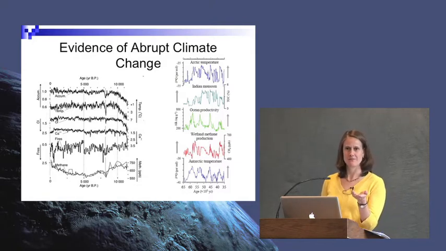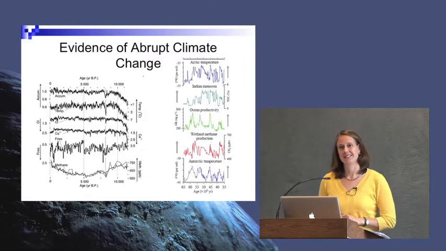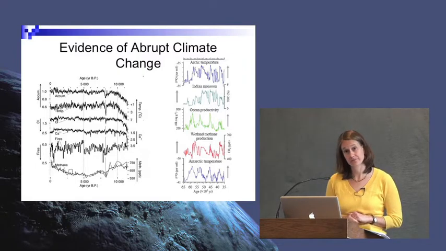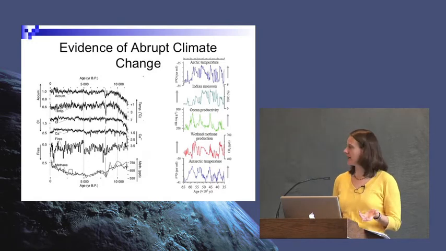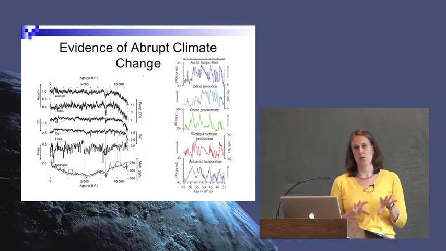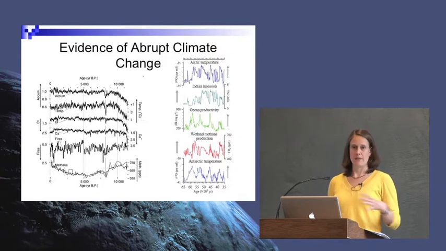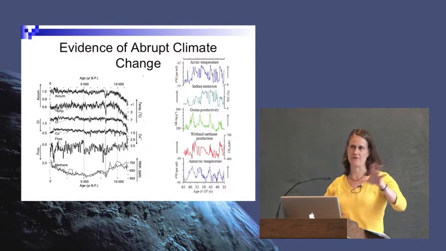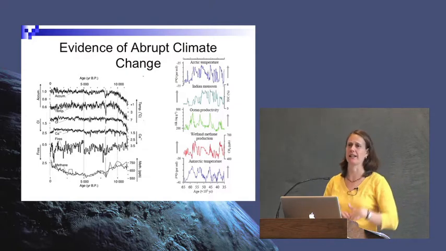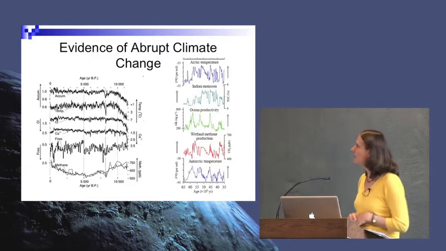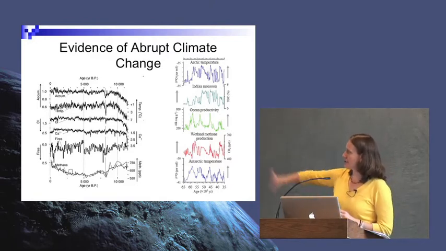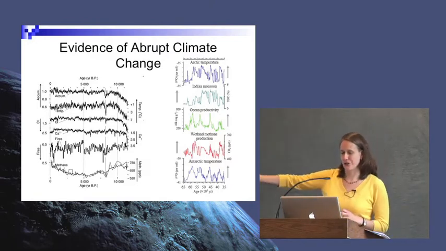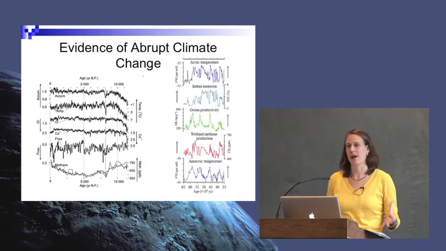If you Google NOAA paleoclimate, it'll be the first thing that comes up. And later on, if you have questions about actually finding data on the website, I can help you with that. So these are just a couple of squiggly graphs to show evidence of these abrupt climate events.